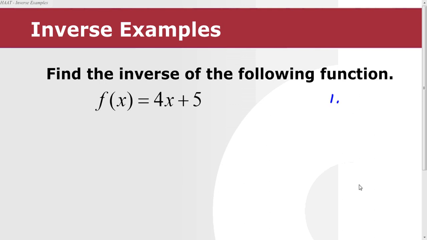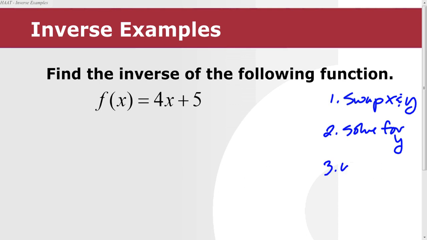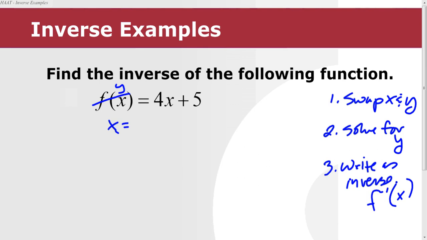Remember, three steps. First of all, you need to swap x and y. You then need to solve for y. And then the last step is write in inverse notation, so that's f inverse of x. So first of all, again, remember we're going to treat the function part as y. So we're going to swap those.